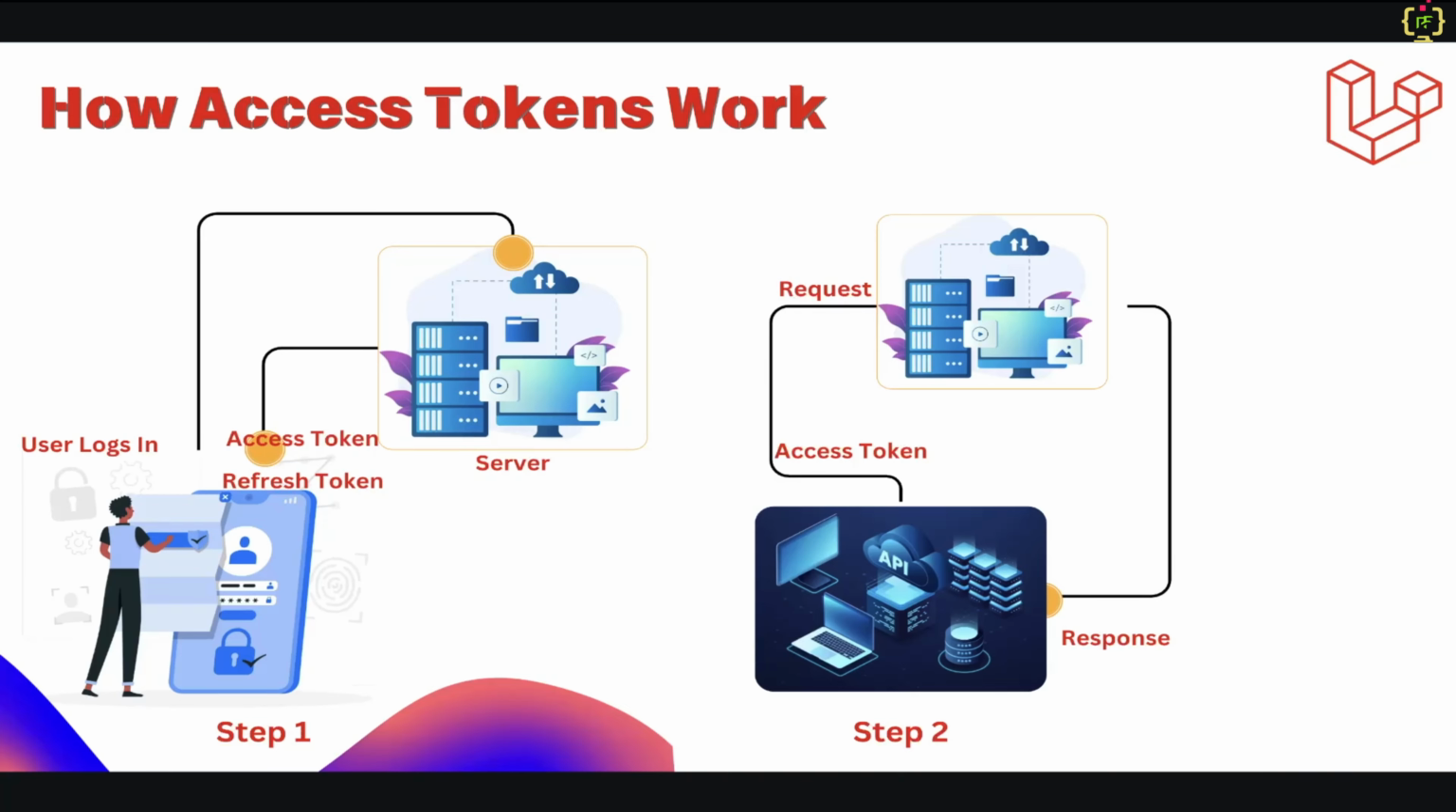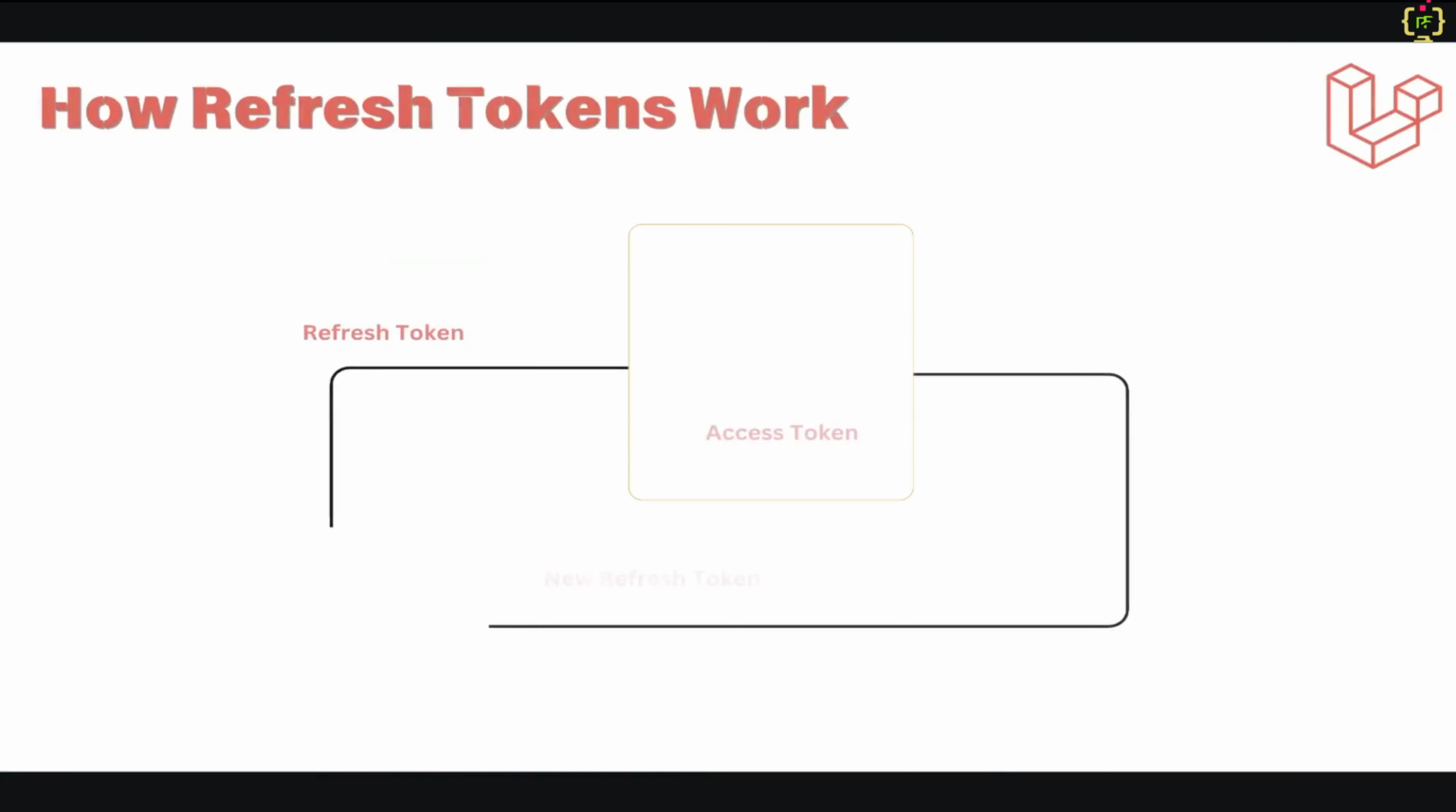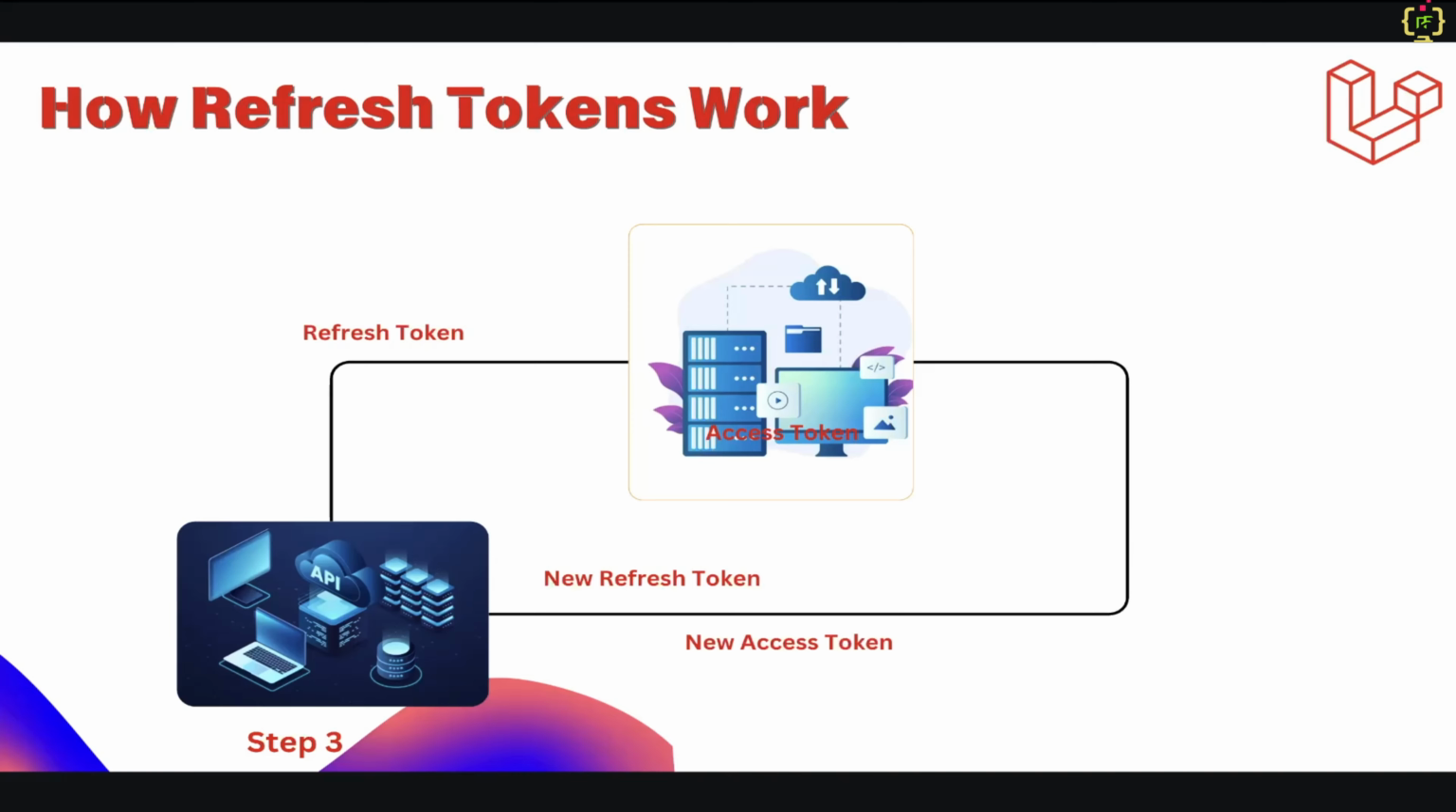Now we will see how the refresh token works. In step 3, in order to generate a new token, you have to pass the previous refresh token along with the access token. So when you make the API request to generate a new refresh token, you have to pass the current refresh token. Then the server will process that and generate a new refresh token and a new access token. Alright, I hope this flow is clear for you. Now we will quickly jump to the practical part.